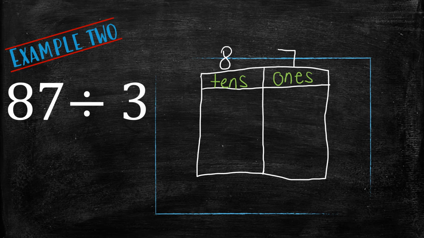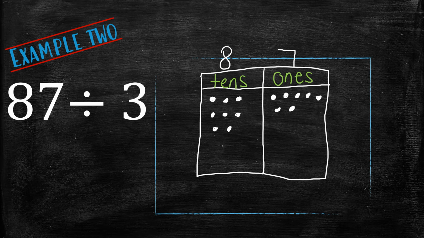So in our tens column, we have 8 on top, so we're going to draw 8. So let's count. 1, 2, 3, 4, 5, 6, 7, 8. And then on our ones column, we have the number 7 on top, so we're going to go ahead and draw 7 dots. So count 1, 2, 3, 4, 5, 6, 7.